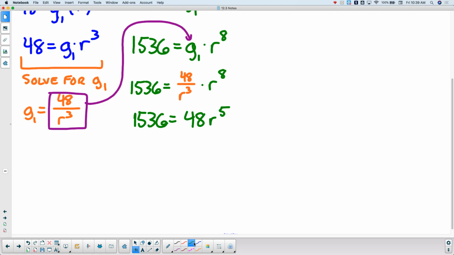I want to solve for r. Well, what will we do next? Not subtract 48. Divide by 48, because we're multiplying by 48, so divide by 48. 1,536 divided by 48 is 32.